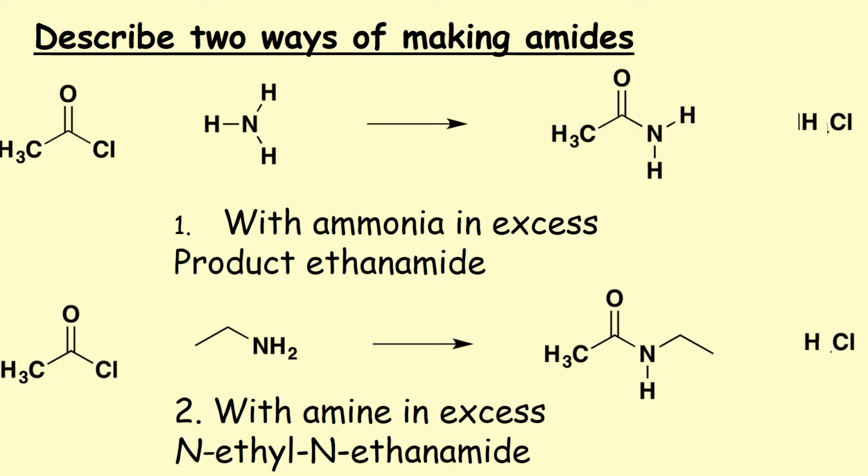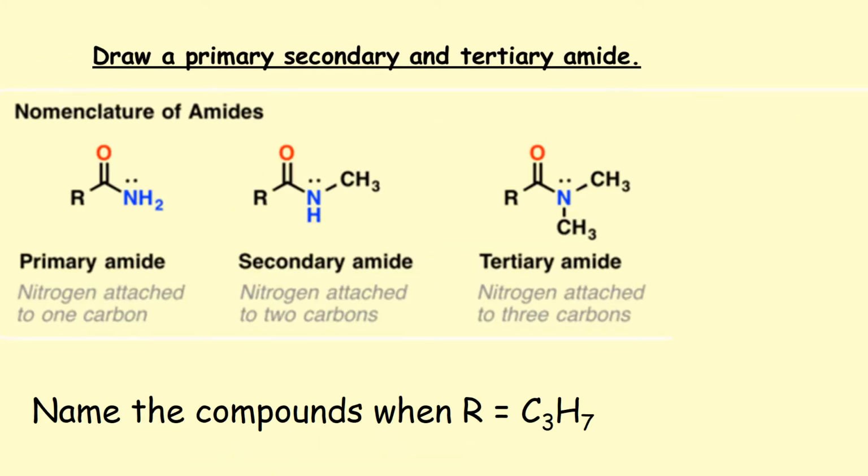Right, so it's an example of something that's a little bit more complex. I think, to be honest, we've done something that started off with something that you might not have in your textbooks, but I'm going on now to drawing primary, secondary, and tertiary amides. So we've made the amides in 2 ways. How can you draw it and name it?